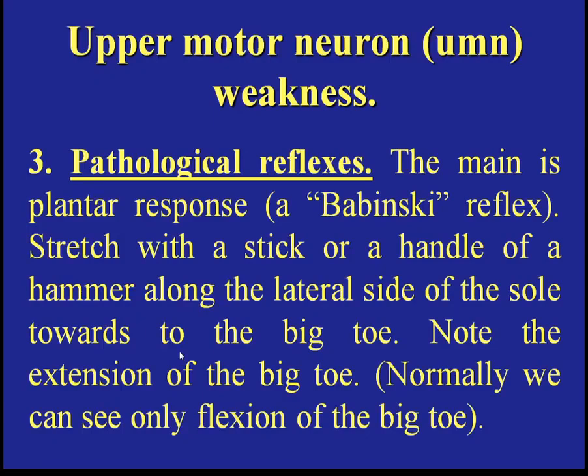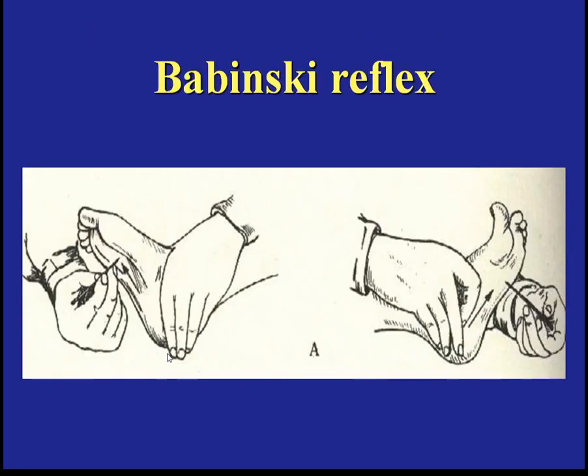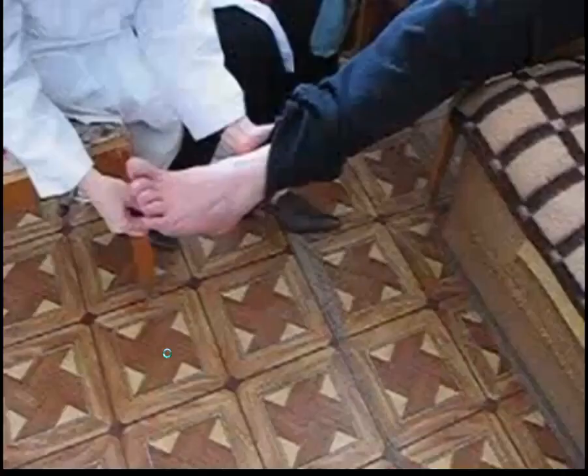The next sign, pathological reflexes. The main is the plantar response, the Babinski reflex. Stroke with a stick or a handle of a hammer along the lateral side of the sole towards the big toe. Note the extension of the big toe. Normally, we can see only flexion of the big toe. This is a typical Babinski reflex on the picture.